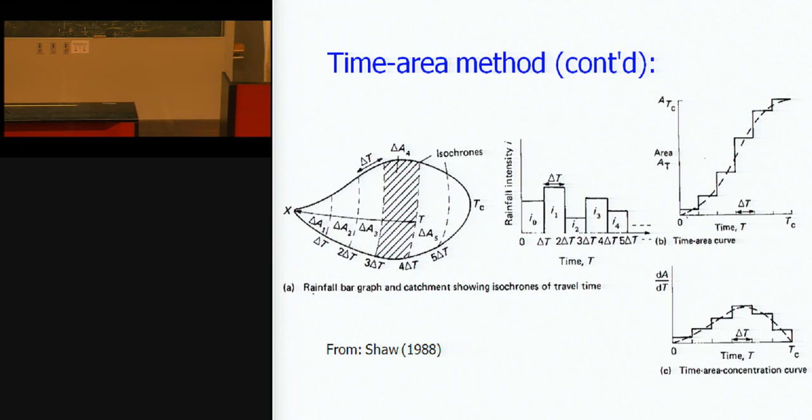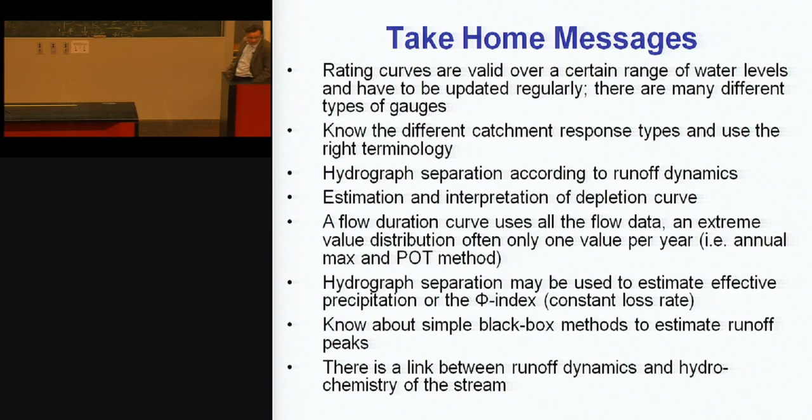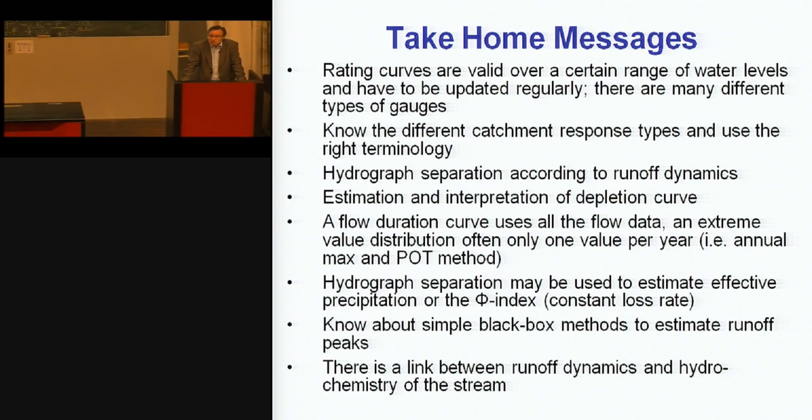Good. Let me conclude this chapter. I explained about rating curves. They are valid over a certain range of water levels. They help us to make discharge out of water levels. They need to be updated regularly because of sediment transport, because of changes in the cross sections, etc. There are also many different types of gauging stations. We looked at quite a number of different pictures, and I think you will go into somewhat more detail in the hydraulics lectures.